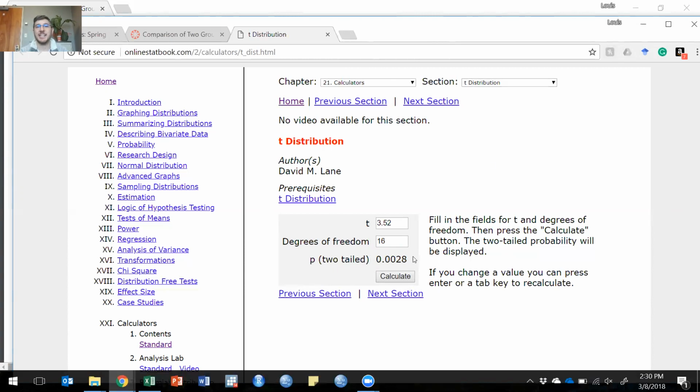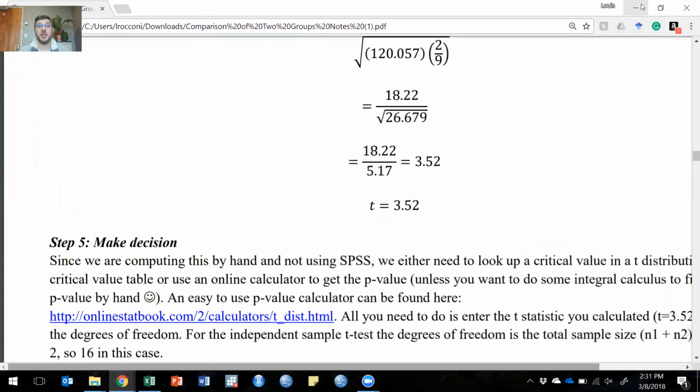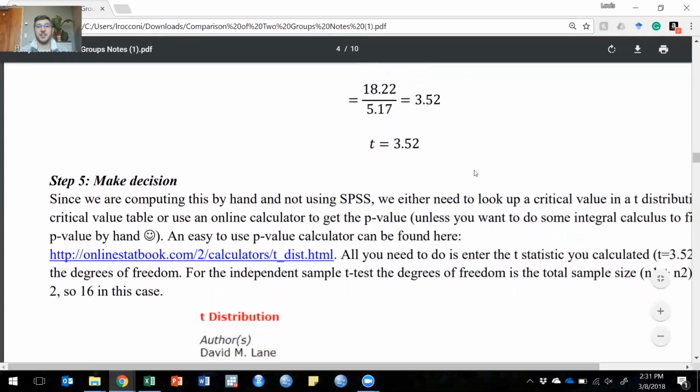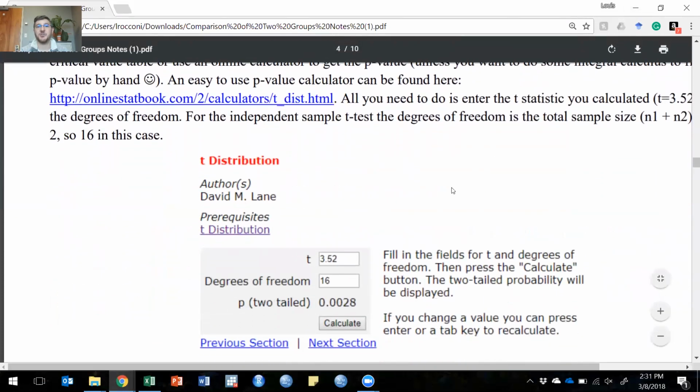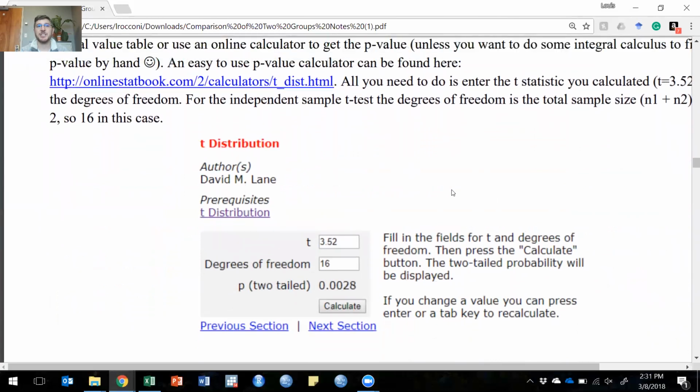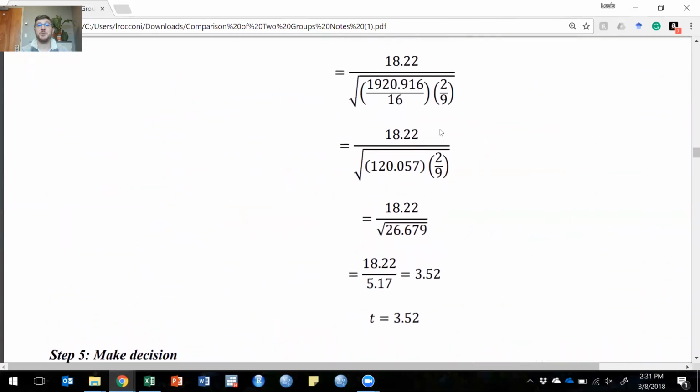What this is saying is that there was a 0.28% chance of observing this sample, given that the null hypothesis is true. What that's saying is there was a 2% chance of observing an 18-point difference between these two groups, given that in the population there actually was no difference between the two groups. We're going to say that's a pretty rare occurrence.